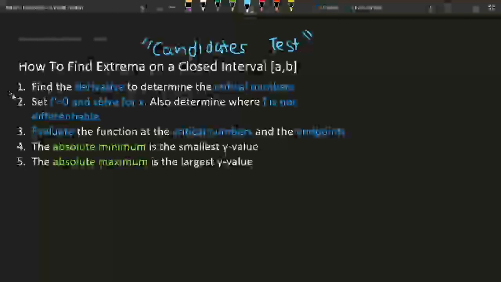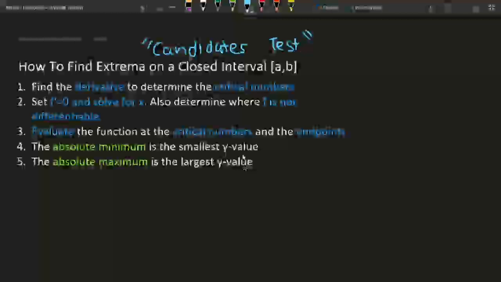So the first step is to find the derivative to determine the critical numbers. The second step is to set f prime equal to 0 and solve for x. Also determine where f is not differentiable. The third step is to evaluate the function at the critical numbers and the endpoints. The fourth step is the absolute minimum is the smallest y value. The fifth step is that the absolute maximum is the largest y value.